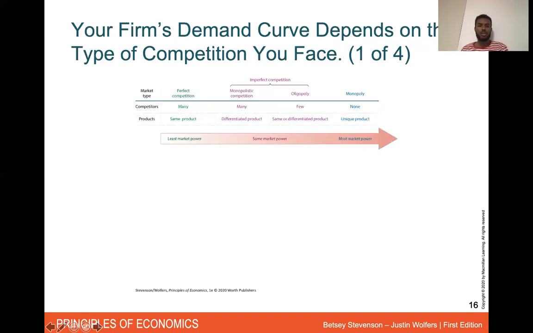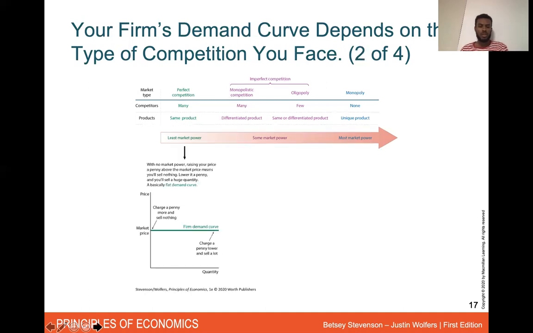So here is that graph that we saw in the previous section, showing the different types of market power, the number of competitors, the products, how differentiated they are, and how much market power it has. If we look at perfect competition with no market power, raising your price a penny above the market price means you'll sell nothing. Lower it a penny and you'll sell a huge quantity. It's basically a flat demand curve.